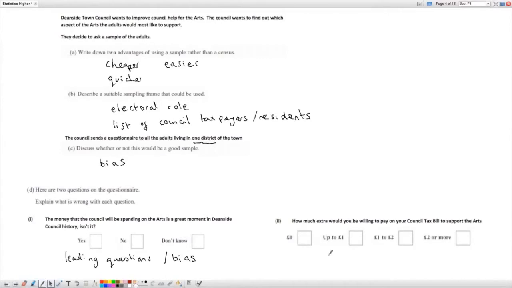Our second question says, how much extra would you be willing to pay on your council tax bill to support the arts? The problem here is that we have overlapping boxes. So if, for example, someone said £1, would they tick here or here? So first, the problem is we have overlapping response boxes. But secondly, and another problem, is they do not ask over which time period. So how much extra would you be willing to pay per week, per year, per month? So there is no time frame in the question.